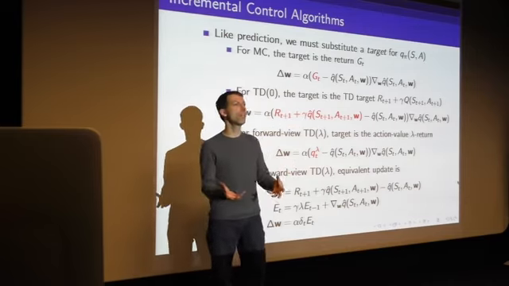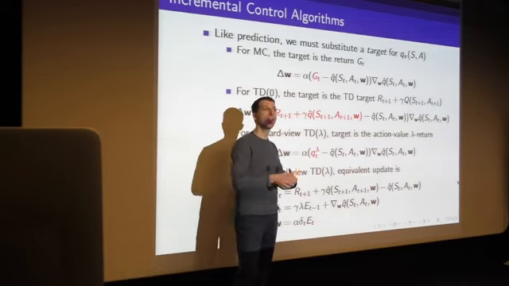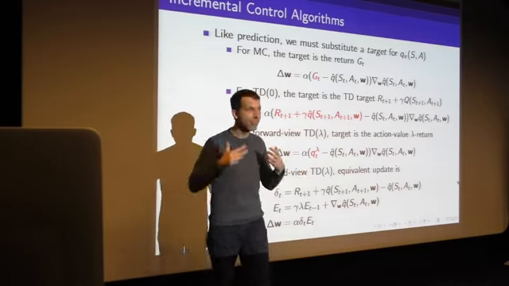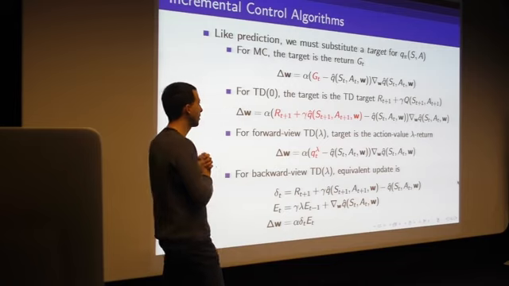And the reason to use Q rather than V is so we can do control. Once we have Q, we can just pick the max over our actions. We don't need a model. We can figure out what the next action we should take is, and continue to do our policy improvement steps.